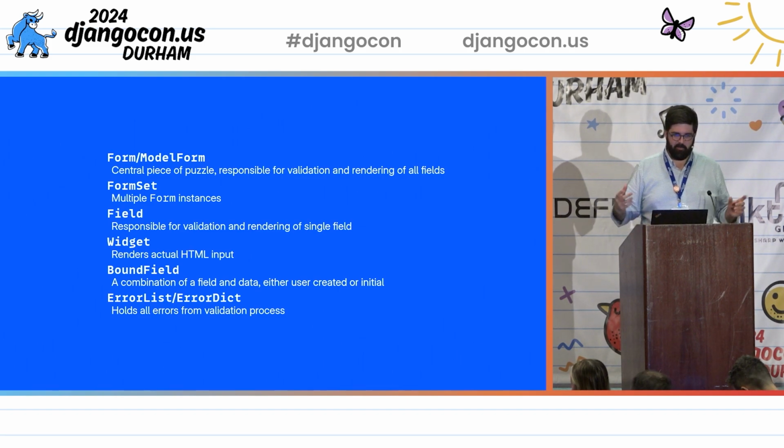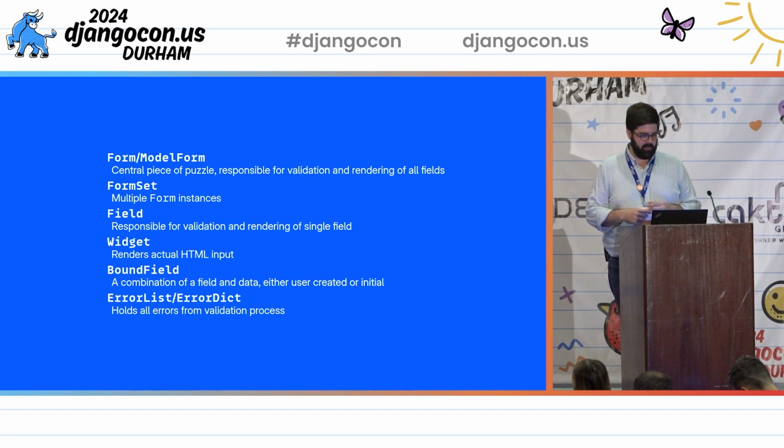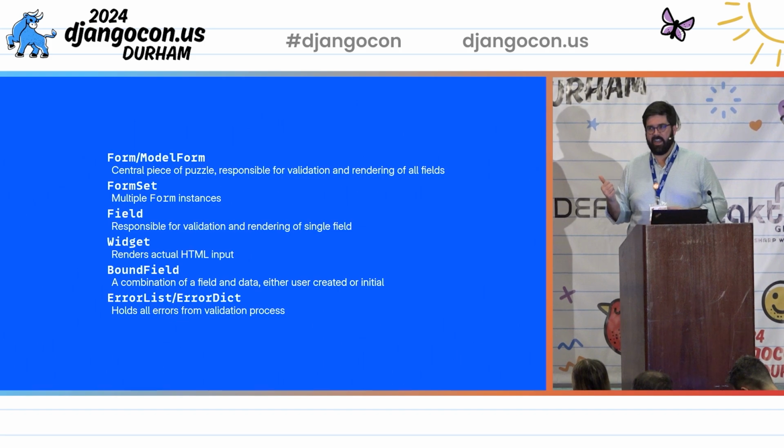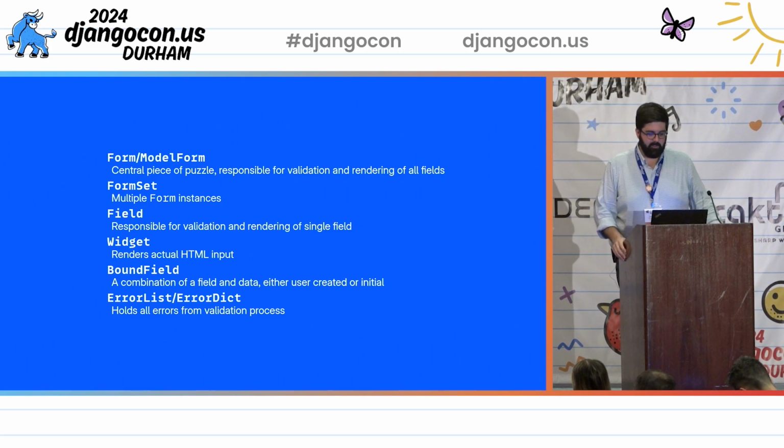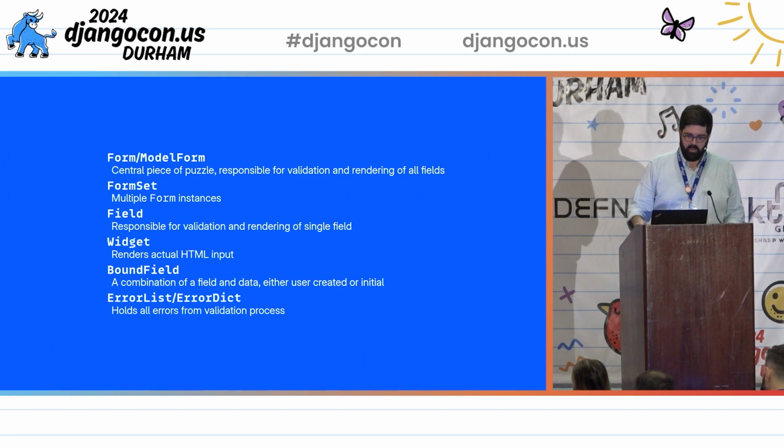Fields are forms, but just on a single field level. They're responsible for validation and rendering of a single field. The widget is the thing that actually renders the input to the users. Your bound field is a combination of field and data, and that's either the user-supplied data, or the initial data that you give it when you instantiate it. And then there's also error list and error dict, and those just handle all the errors in your form and associated field with the errors that go along with it.